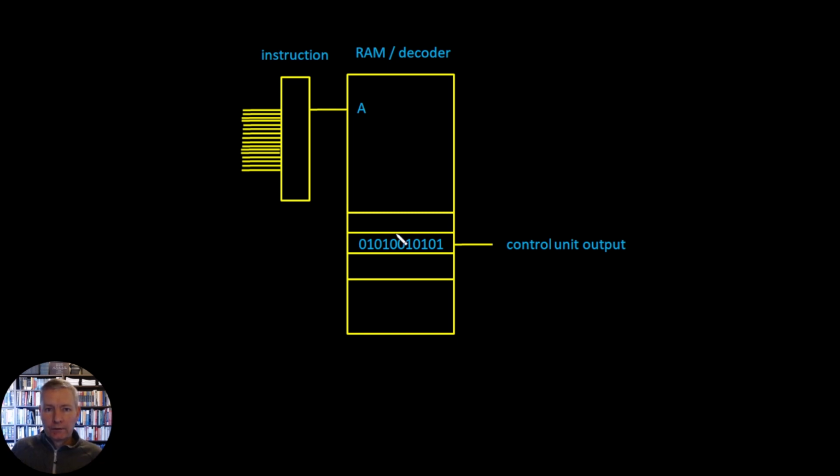So that's all for this video. In the next video, we're going to look at the control unit and figure out how exactly we're going to rip it apart and put it back together again with a RAM decoder used as a microcoded control unit.